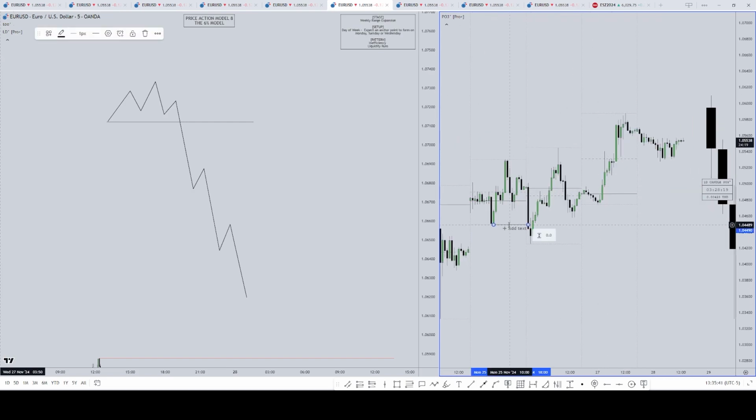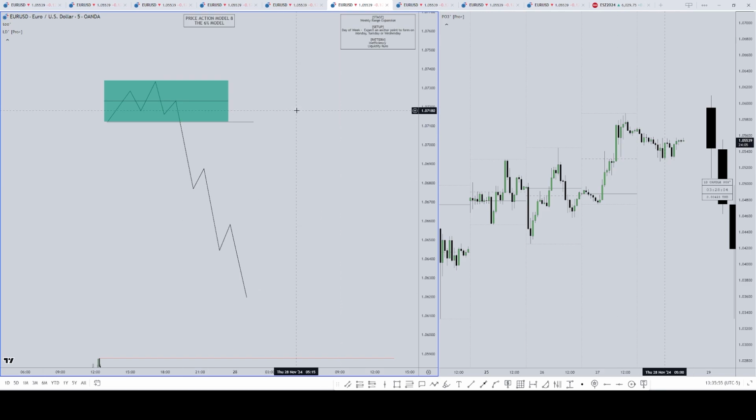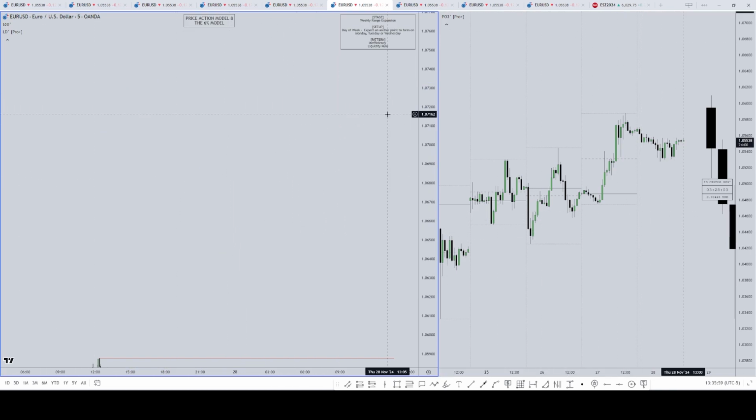All these models are rather simple. They're all based on just simple OTEs, inefficiency runs or liquidity runs. So it's very simple to trade them. So yeah, as I said, we're looking to short above here if we're bearish, and the other way around if we're bullish, of course, buy below the open.